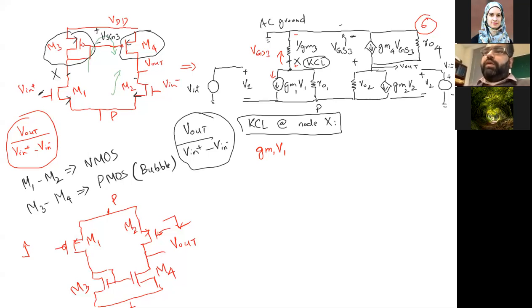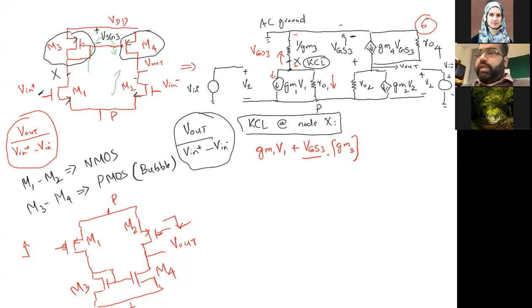VGS3. Okay, so this node is VGS3. So what the current also leaving is VGS3 by 1 over GM3, or we can write it directly VGS3 times whatever GM3 we can. Okay, so ultimately, and what else? And what else is that the current which is going to be flowing through this node.